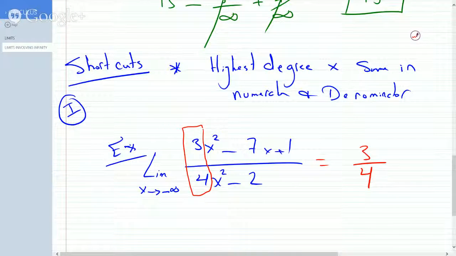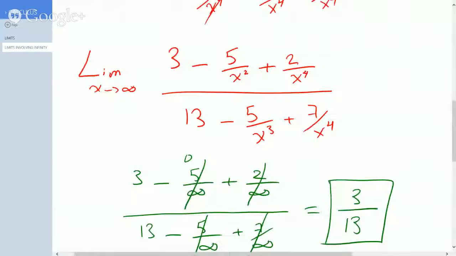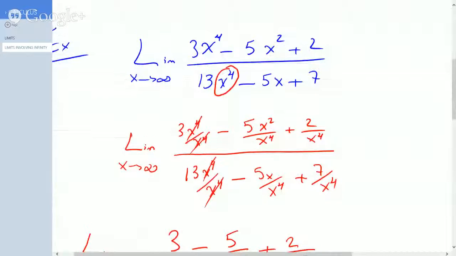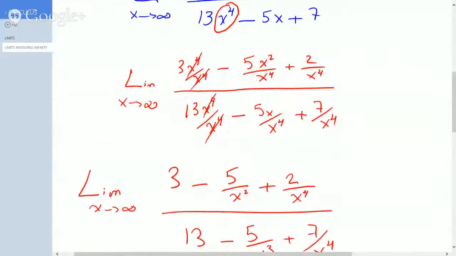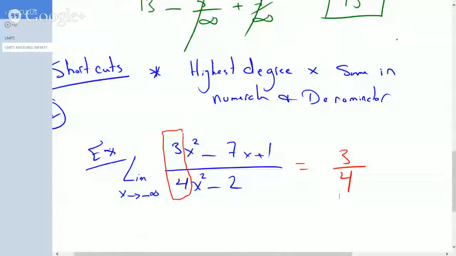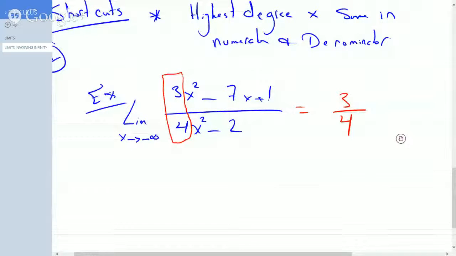And I kind of showed it to you here. When you divide, they all go away. The only ones that survive are the ones that have the x to the 4. So this is a similar example. You just get 3 over 4. Is that clear? Okay, so this is the answer.